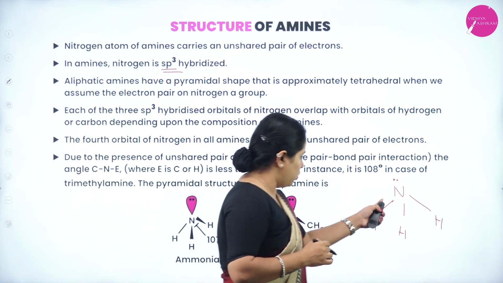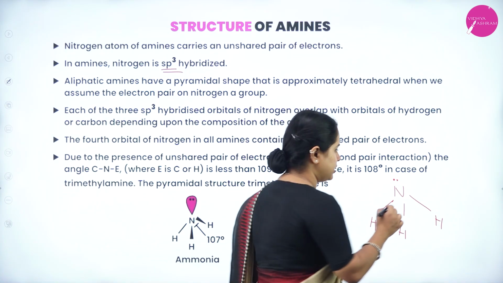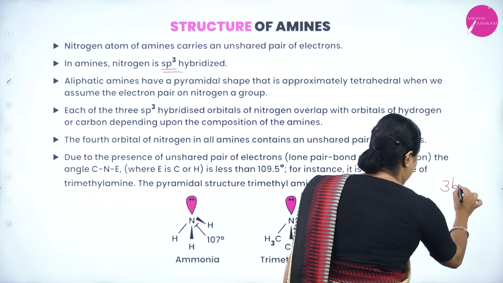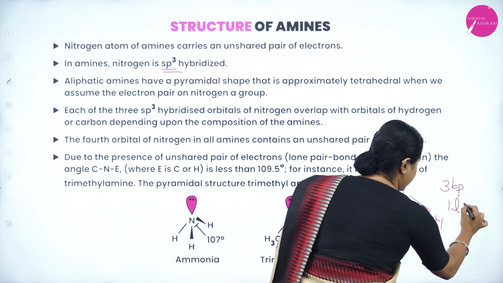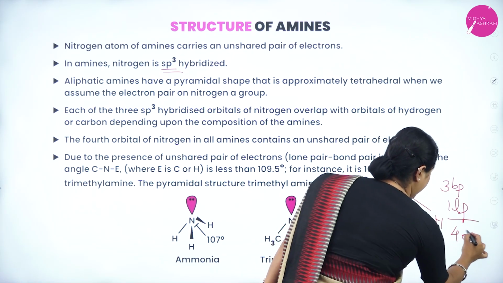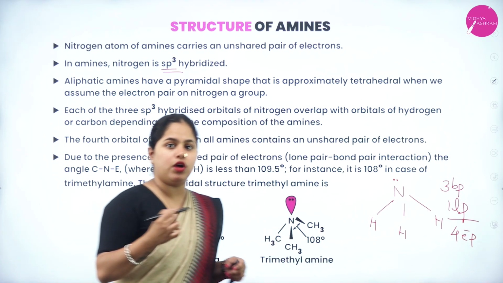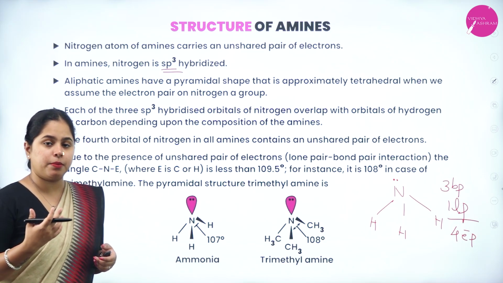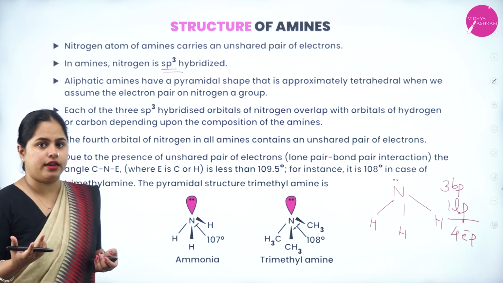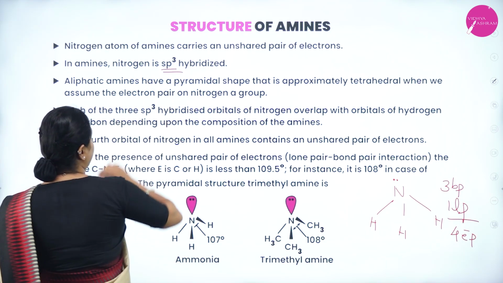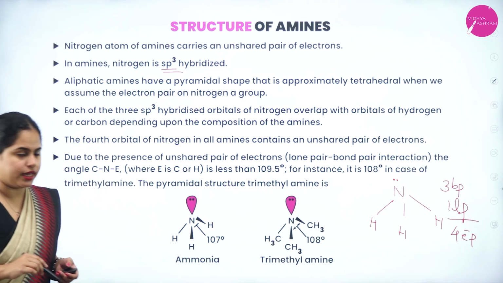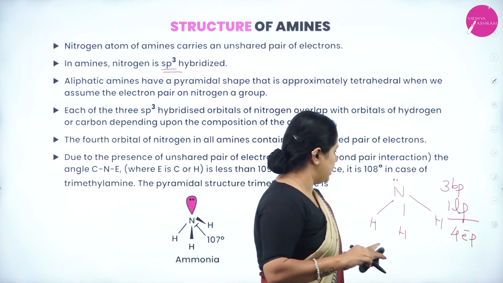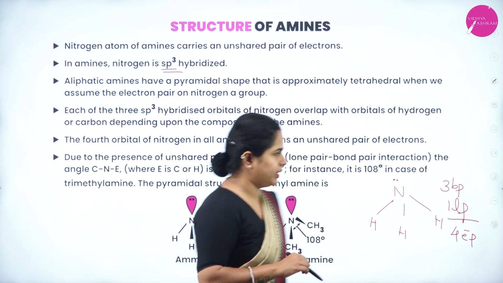You can see there are 1, 2, 3 bond pairs and you have 1 lone pair, right? So totally that will give you 4 electron pairs, 3 bond pairs and one lone pair. So if 4 electron pairs are present, what is the geometry? It will be tetrahedral. That is why it is sp3 hybridized. You can see the nitrogen is further attached to 3 other hydrogen atoms. Clear?